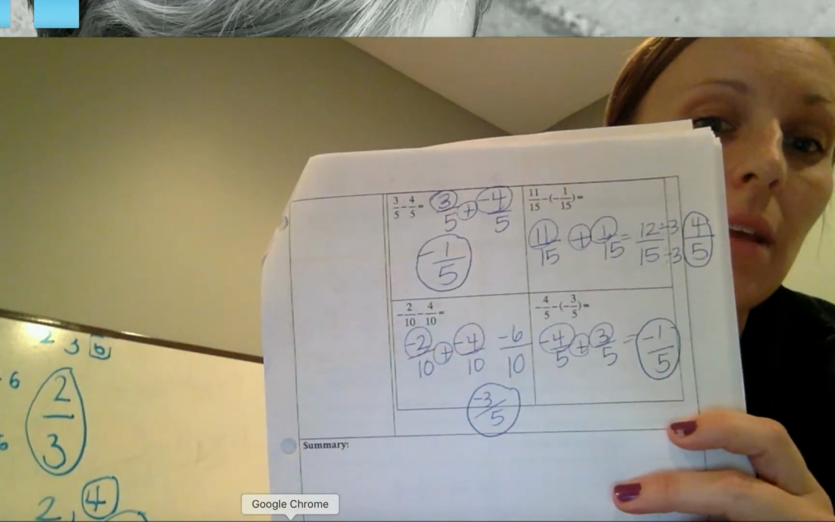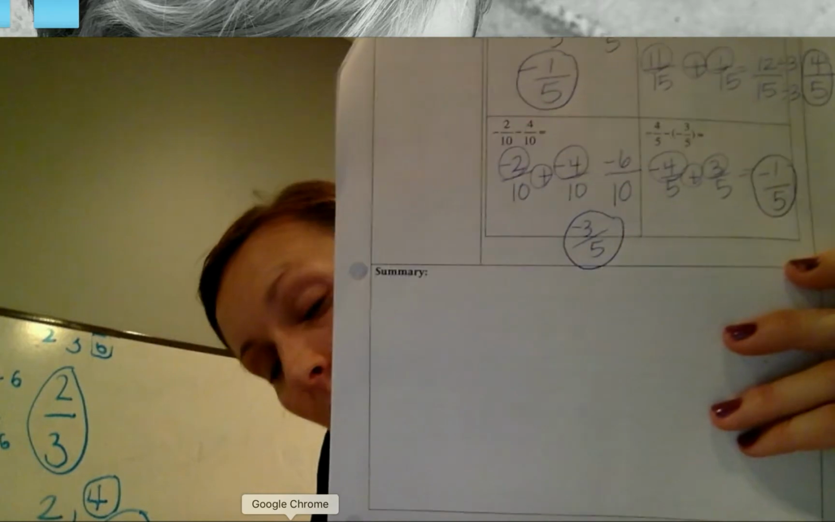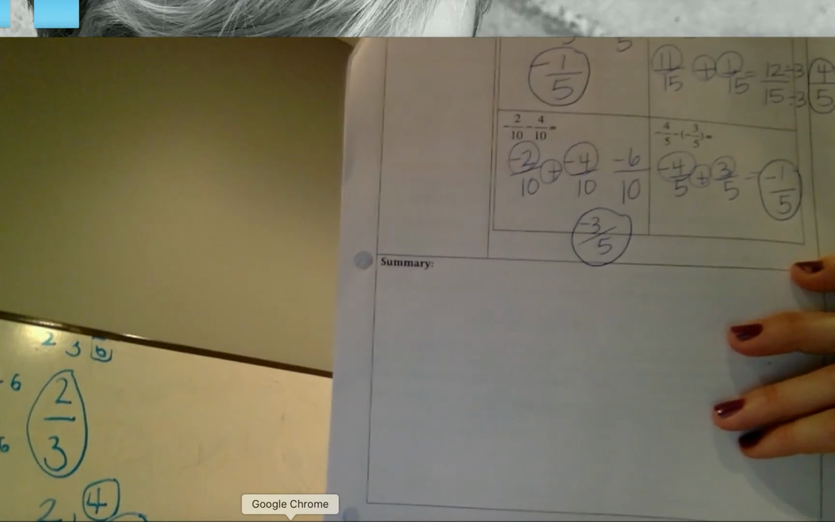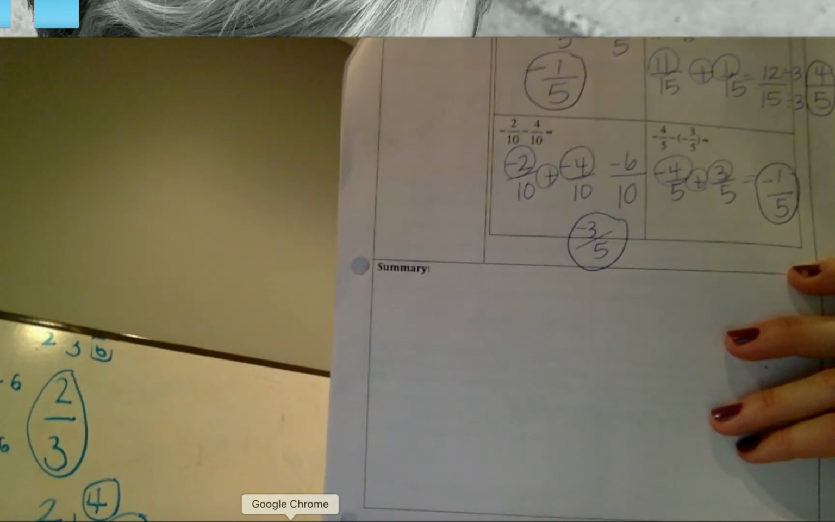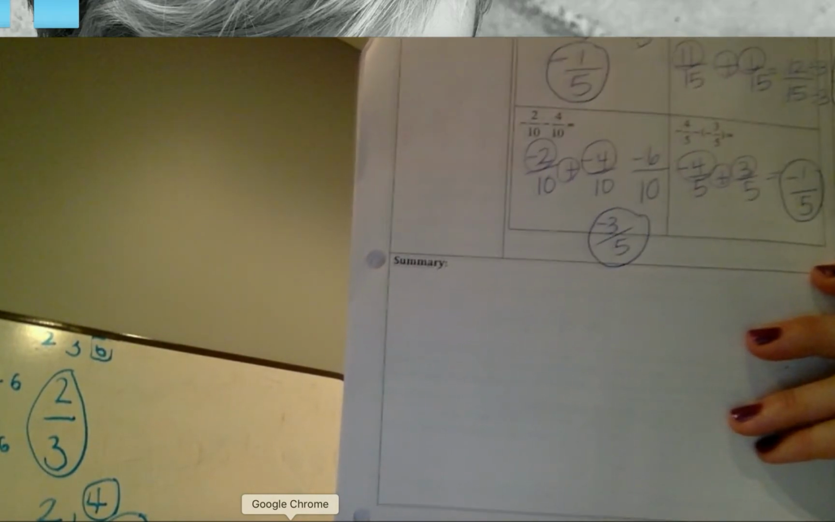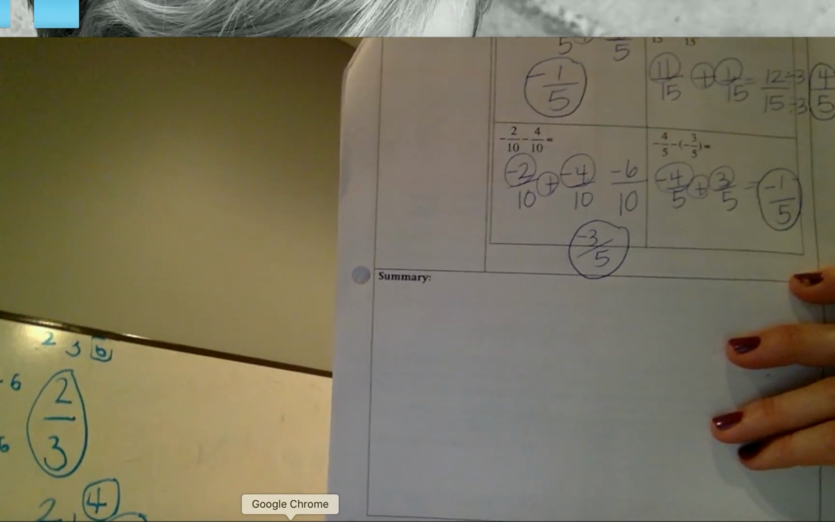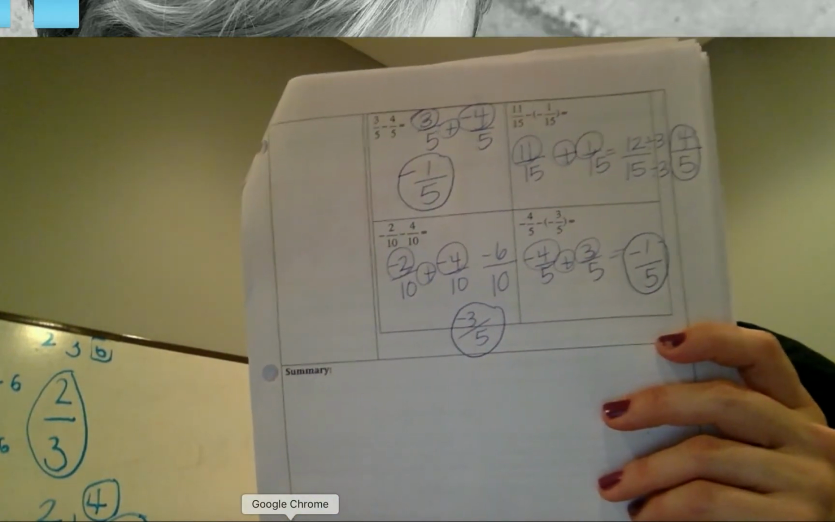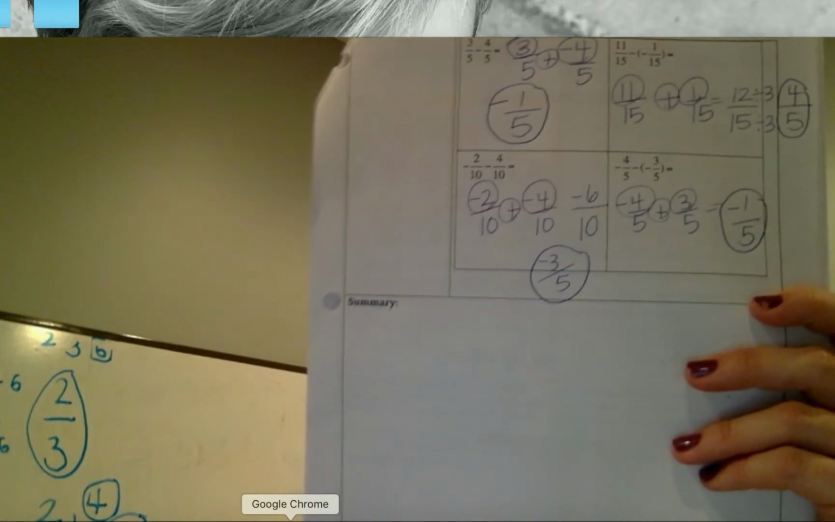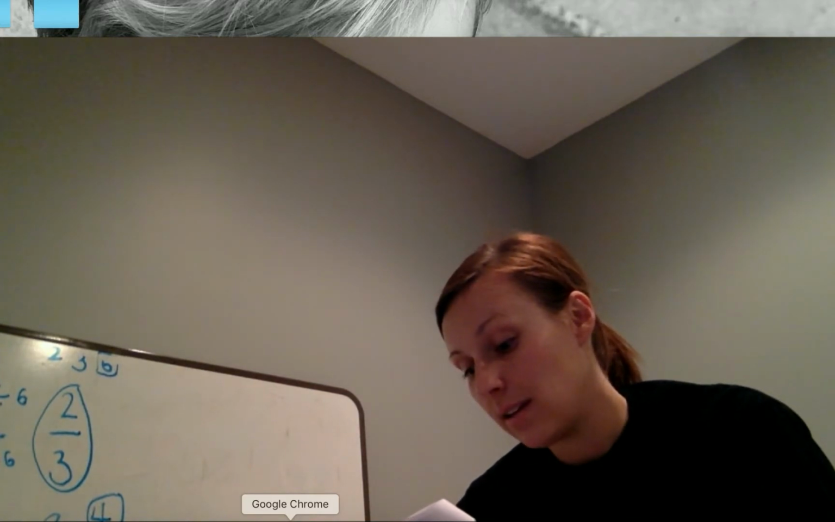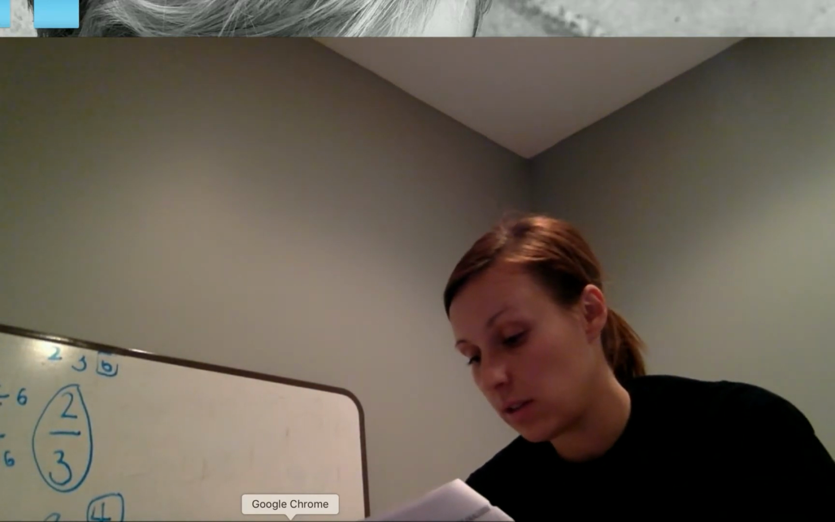Okay, for your summary, what I would like you to write is in 20 words or less. So you're writing a gist, 20 words or less. I want you to explain to me how to add like fractions when there are both positive and negative fractions. So if you need to look back at your notes, do that. You cannot copy word for word what we have written in the notes, but I want you to tell me in your own words, 20 words or less, what are the steps for adding and subtracting like fractions.